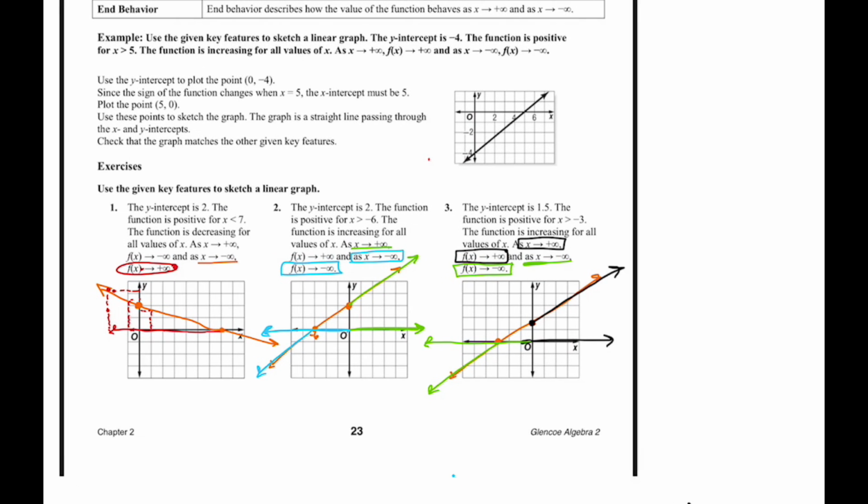Okay, so I hope these sample problems, and I hope you saw how we ended up using all these terms here, how these key terms are very crucial in describing and sketching out graphs.